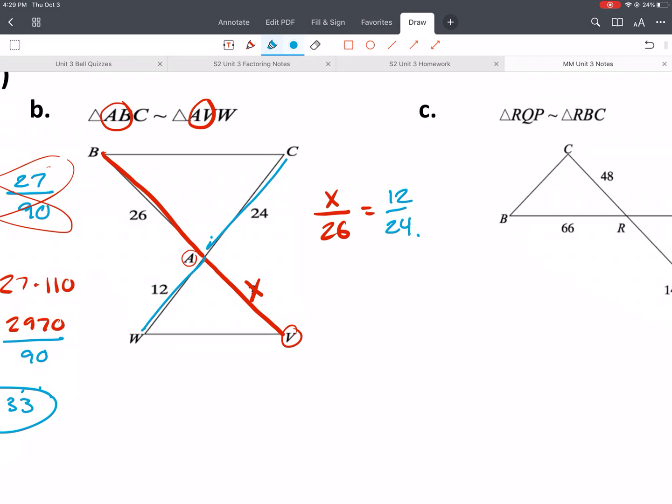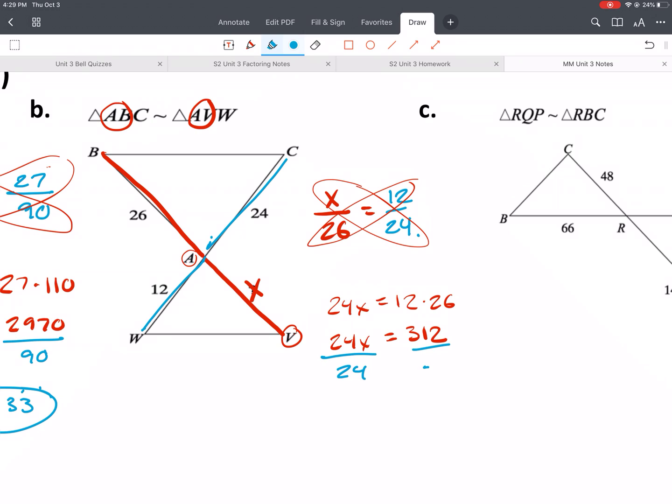Okay, and cross multiply. 24x is equal to 12 times 26. 12 times 26 gives us 312. And then we could divide both sides by 24. X equals, we use our calculator, 312 divided by 24, it gives us 13.